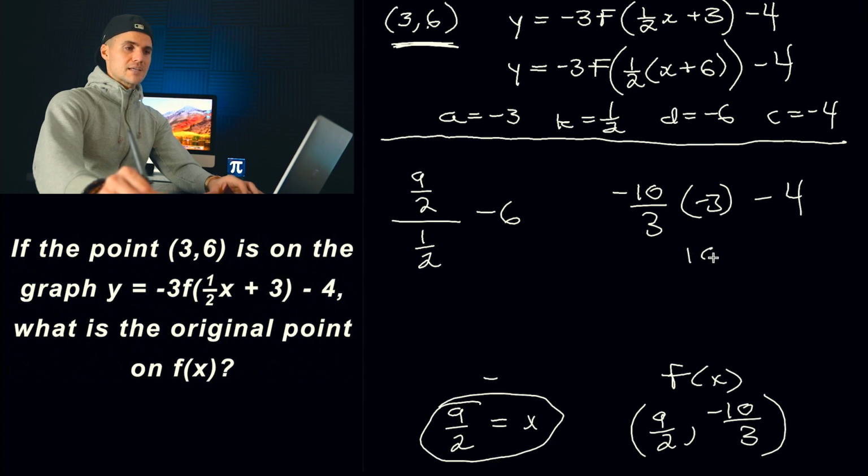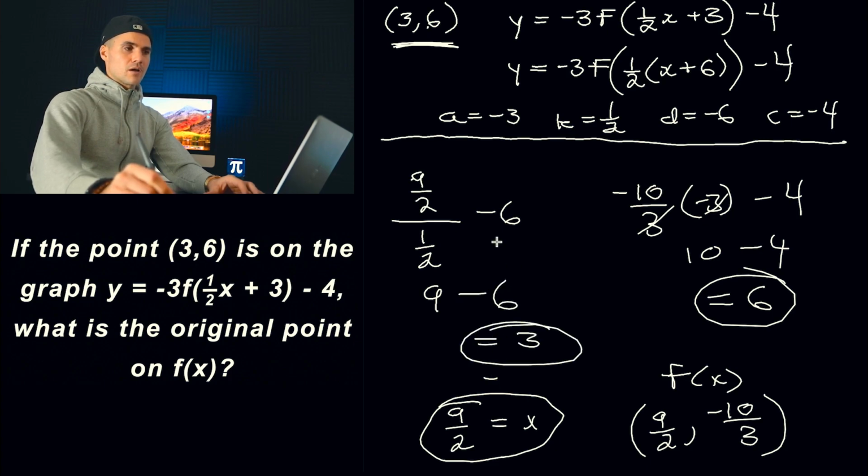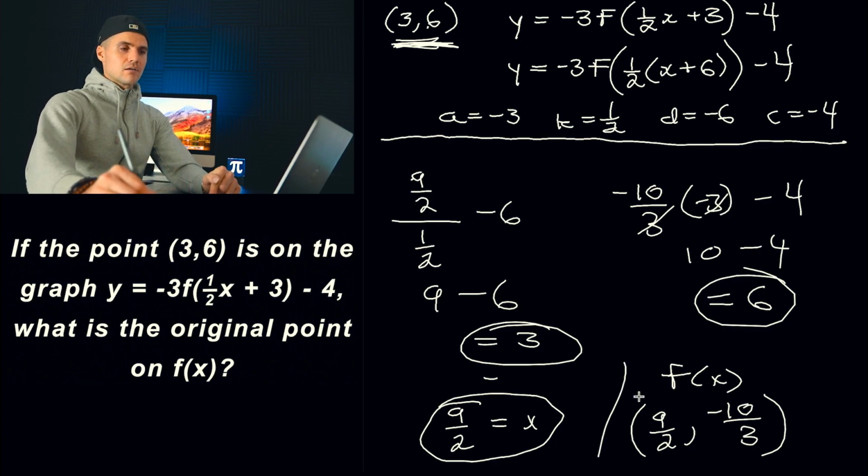Well, what's going to happen here? This is going to end up being 10, right? -10/3 times -3 gives us 10. The 3's would cancel out. -1 times -10 is +10. Minus 4 gives us 6. And over here, 9/2 divided by 1/2 gives us 9. Then we got 9 minus 6, which gives us 3, right? Which is that transformed point that we were given initially. So with this check, we can be pretty confident that this here is the correct answer.